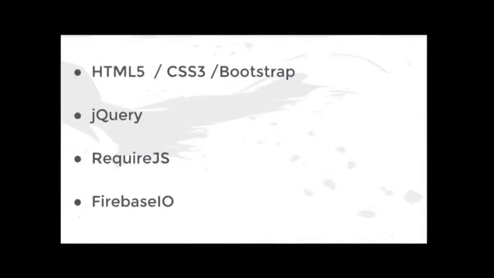So, what does it use? Well, Intersection makes use of HTML5, CSS3, and Bootstrap to create a responsive user interface that will work on any platform. The client side uses jQuery and Rewired.js to load in the data and everything else, and of course run the game. And everything is synchronized with the WebSockets wrapper Firebase.io.